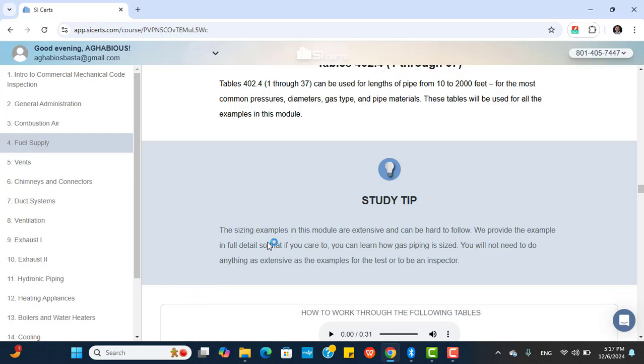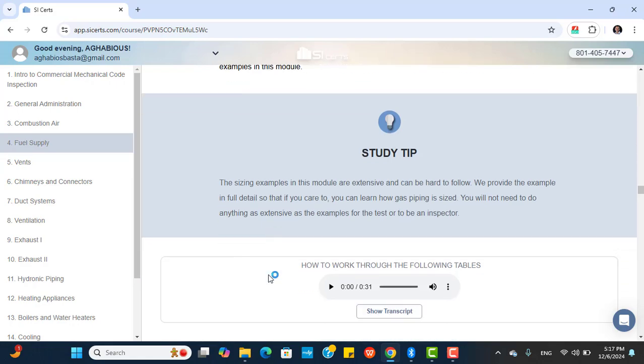Study tip. The sizing examples in the module are extensive and can be hard to follow. We provide the example in full detail so that if you care to, you can learn how gas piping is sized. You will not need to do anything as extensive as this example for the test.